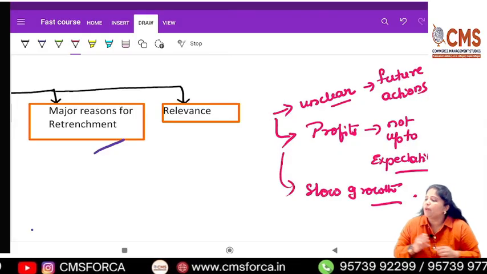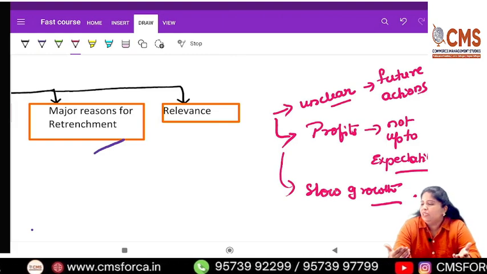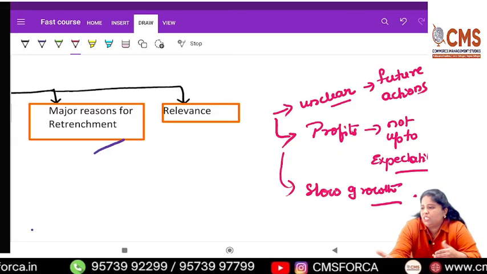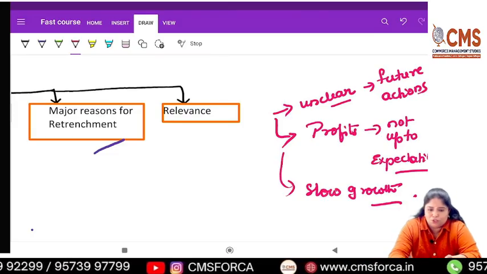Divestment is not only for businesses running in losses. It can be chosen by organizations who are unclear about their future credibility. They are not seeing enough profits, or even their growth is very sluggish. They can think of divestment. That is the best option.